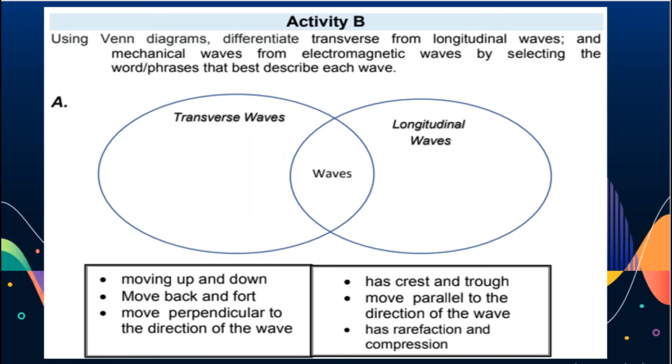So for your activity B, using Venn diagrams, differentiate transverse from longitudinal waves and mechanical waves from electromagnetic waves by selecting the word or phrases that best describe each wave. So for letter A, ito ay tungkol sa differences ng transverse and longitudinal waves. So you have to choose from the box kung ano yung mga word or phrases na best describe transverse and longitudinal waves. Okay?